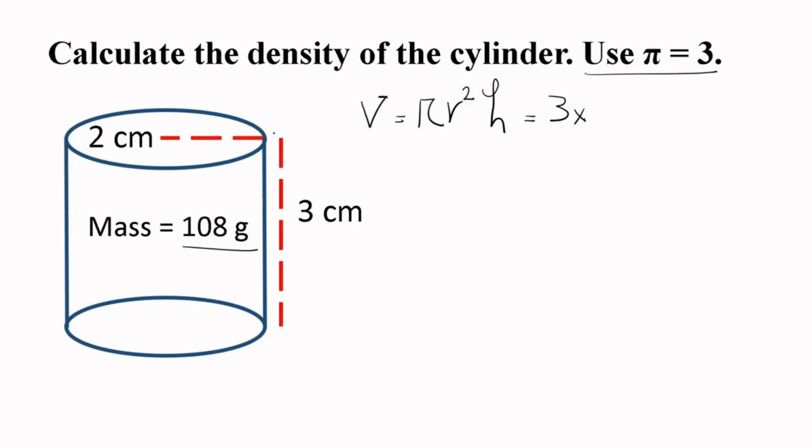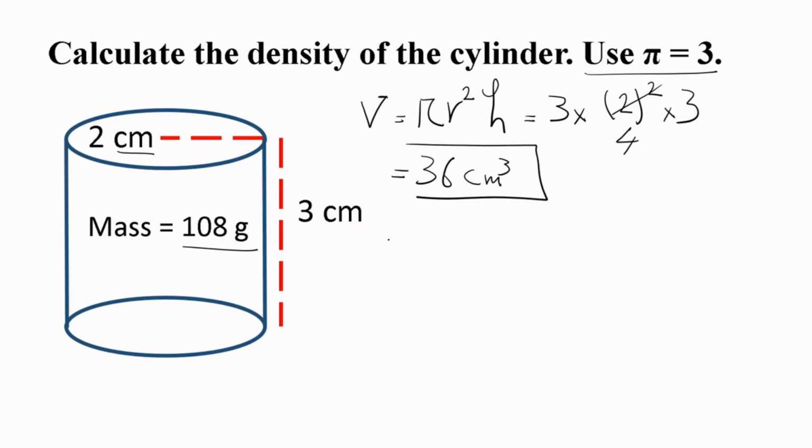R here is 2 centimeters. I'm going to write 2 to the power of 2, and height is 3. If I do that, I would realize this is gonna be 4. 3 times 4 is gonna be 12, and 36. What is the unit of that? Because I have dimensions based on centimeter, the unit of volume is gonna be cubic centimeters.